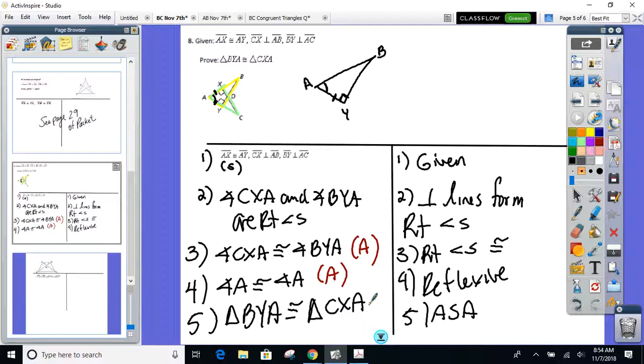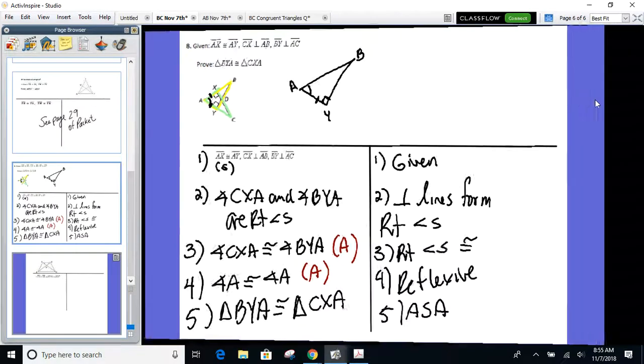Only 5 steps, but a little tough to get there if you don't see the reflexive angle or angle side angle. Anything you want to ask there? Okay, one more overlapping one, because I'm not going to beat you down with these, because I want you to try some on your own.